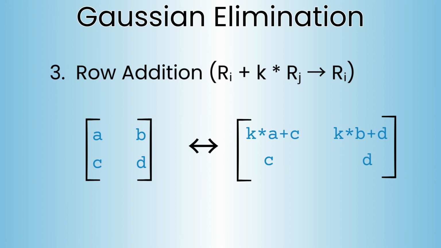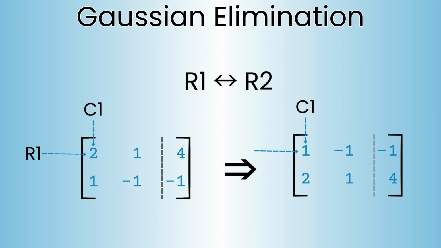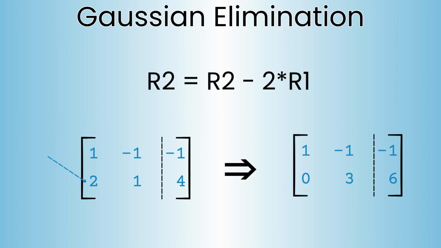Now let's execute the algorithm. Our target is a pivot in row 1 and column 1, and the operation we do is to swap row 1 and row 2. Our next target is to make the value below the pivot 0, and the operation we do here is row 2 minus 2 times row 1.